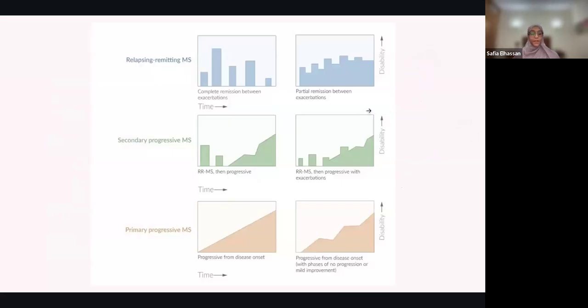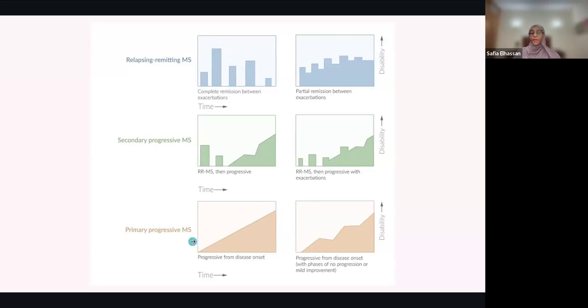Okay, so for the classification of MS, you could have relapsing remitting, primary progressive, or secondary progressive. With relapsing remitting, you would have different exacerbations over time. And between each of the exacerbations, the disability that you have will increase. So after your first exacerbation, you won't go back to your normal function. And then after your second, you'll be even worse off until eventually you become disabled.